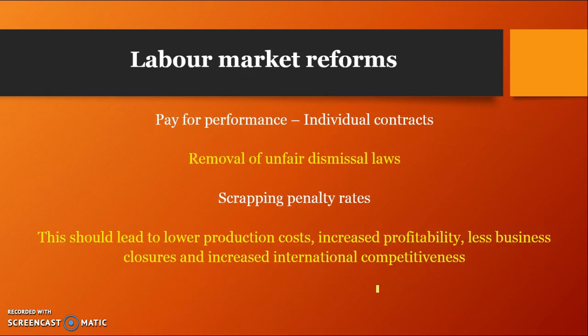So some examples of labour market reforms: pay for performance, where people get paid based on how hard they work. They're often on individual contracts. So that's something that Howard tried to get in, which wasn't overly successful, where people would all be on their own individual contracts. Problem with that is often low-income earners got exploited because they didn't have enough power in those agreements. Removal of unfair dismissal laws.